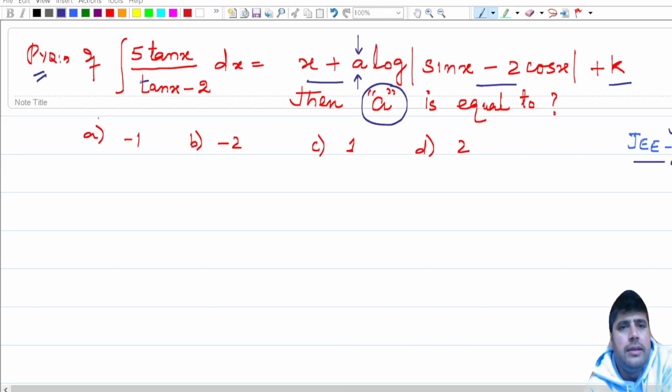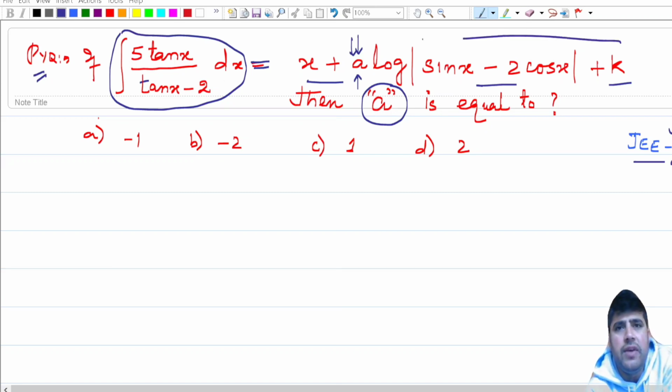Simply, you have to integrate the LHS, and then find the value of a by equating the two sides. But I will do it in a simpler way. We will differentiate this whole equation on both sides with respect to x, so that the integration and the differentiation cancel out each other's effect, and we will find the value of a.